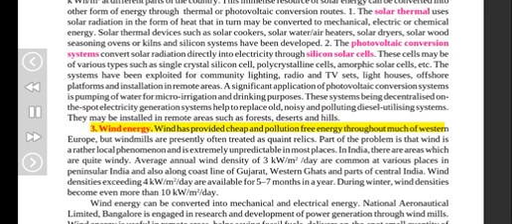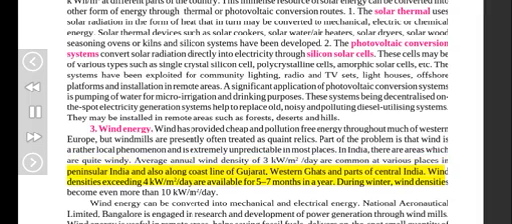3. Wind energy. Wind has provided cheap and pollution-free energy throughout much of Western Europe, but windmills are presently often treated as quaint relics. Part of the problem is that wind is an erratic local phenomenon and is extremely unpredictable in most places. In India, there are areas which are quite windy. Average annual wind density of 3 kilowatts per meter squared per day is common at various places in peninsular India and also along the coastline of Gujarat, Western Ghats and parts of central India.